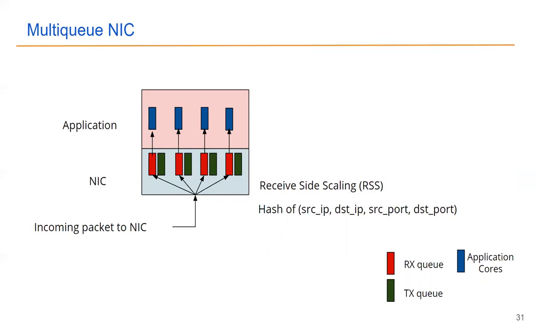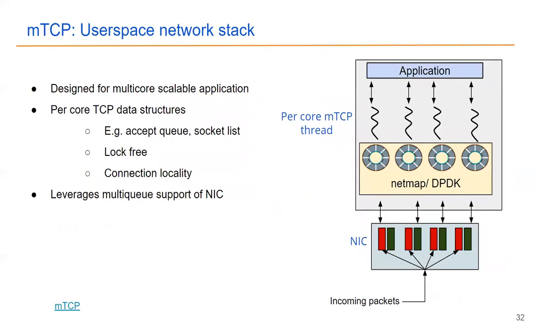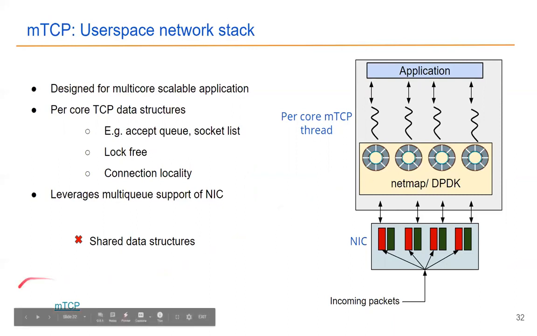Now, with this as a basis, mTCP leverages these multi-queue NICs to build a user space network stack which is also multi-core scalable. It has multiple rings, that is one ring per core at layer 2, that is NetMap and DPDK. And it has per-core threads running on an event-driven socket mechanism, which was discussed in a prior lecture on epoll. The data structures such as the accept queue, socket list, etc. are local per core to have lock-free access. Thus, this avoids the shared data structure overheads. In fact, as the processing is done on a single core, all the data pertaining to a connection can be locally maintained on a core. For further details on mTCP, its APIs and performance, you can look up the research paper on mTCP.